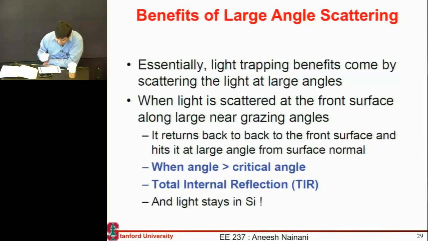So this idea of texture is to introduce scattering at large angles. And when the light is scattered from the top surface, it basically goes at a grazing angle into your piece of silicon. And hopefully when it returns back, it has a large angle and it suffers total internal reflection and it ends up staying in the silicon.